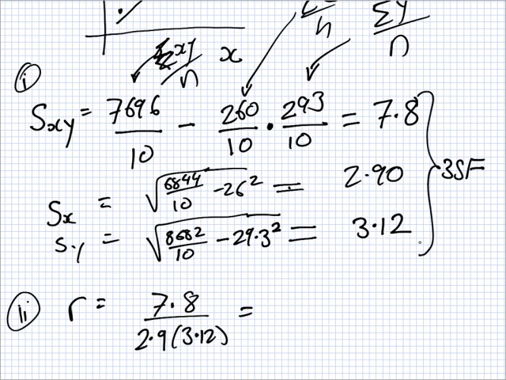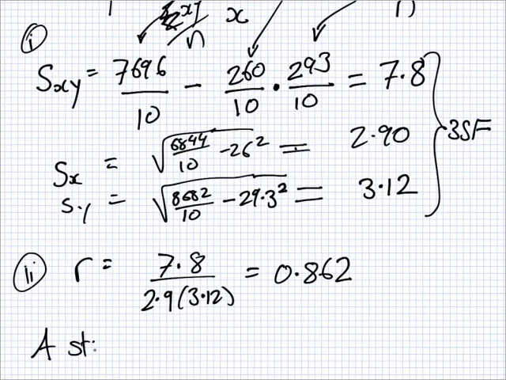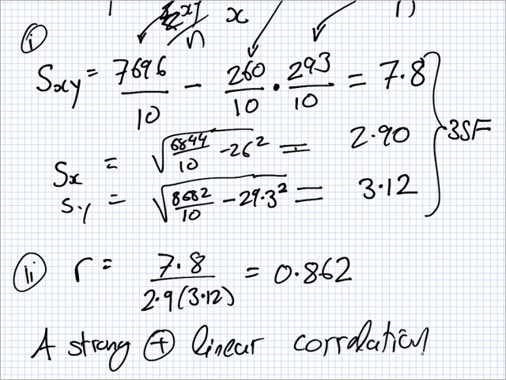Question? Go ahead, Joe. No? Okay, what do we get here if somebody's typed that in already? 0.862. Now they often ask for a comment. Do they ask for it here? Yeah. So what is the comment you would make here? Positive. Yeah. So you would say a strong positive linear correlation. It should get you the 1 mark, and then 1 mark here. I would say 1 and 1.